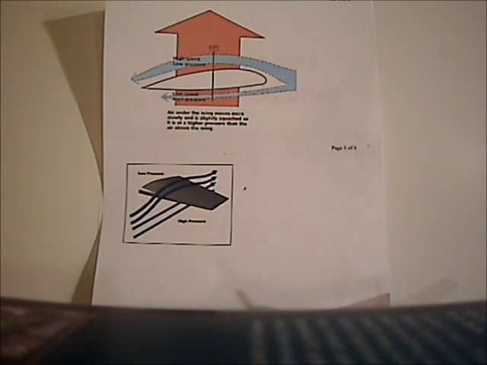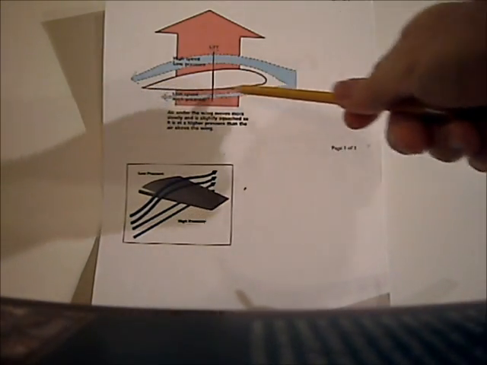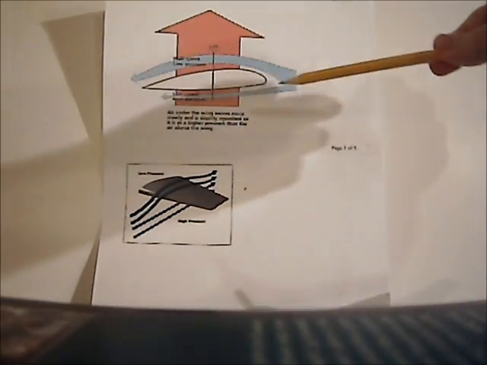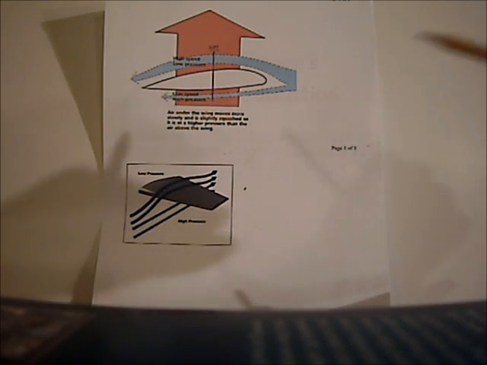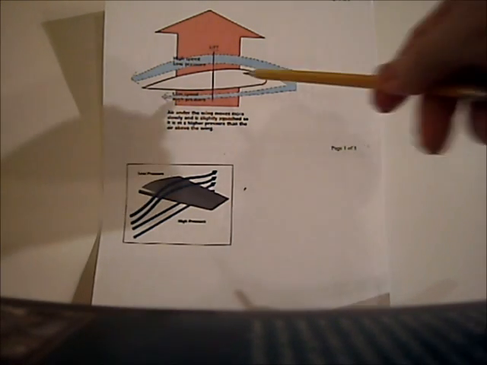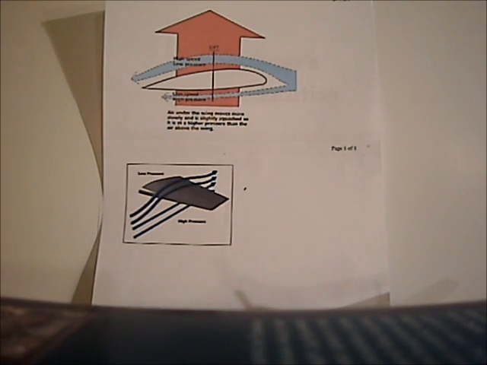As you can see from the cutaway view of a wing, it is shaped in what is called an airfoil. This is a side view, or a cutaway view of the wing. The top of the wing is longer than the bottom of the wing, as you can see from the shape. As air rushes over the wing, it has to travel a longer distance over the top than it does over the bottom.